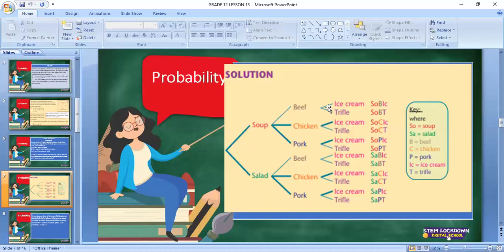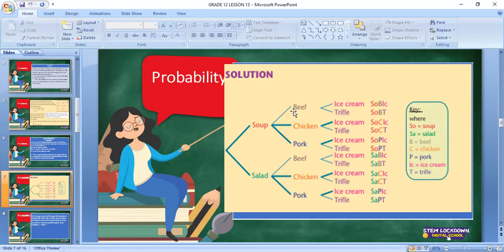So having soup, you can have soup, beef, and ice cream; soup, beef, and truffle; soup, chicken, and ice cream; soup, chicken, and truffle; soup, pork, and ice cream; or soup, pork, and truffle. And then if they want to have salad, they can have salad, beef, and ice cream; salad, beef, and truffle; salad, chicken, and ice cream; salad, chicken, and truffle; salad, pork, and ice cream; or salad, pork, and truffle. So these are all the possible outcomes they can have.